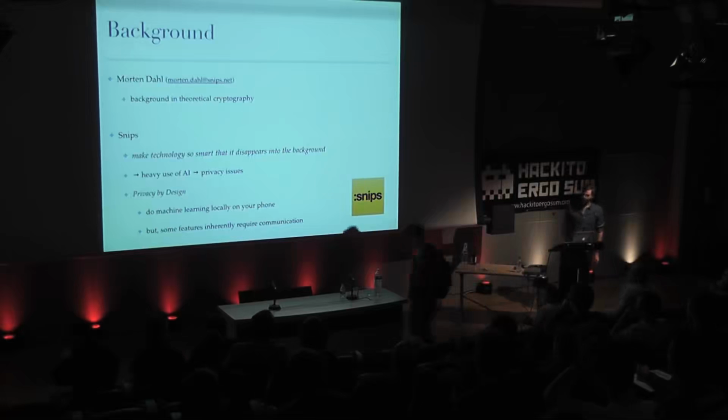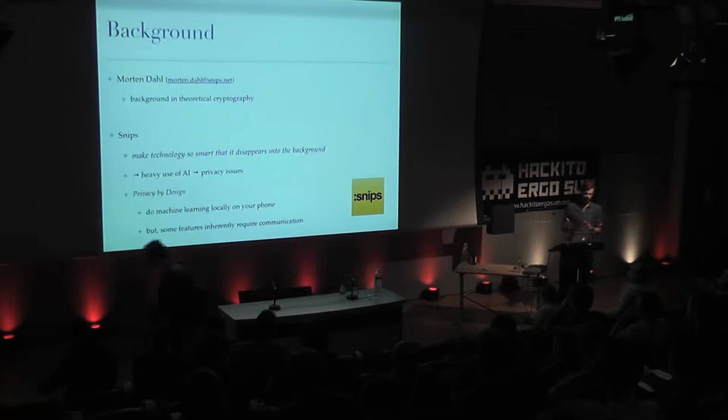And the approach so far has been to do machine learning locally on the device, so on your phone, because that trivially implies privacy guarantees. But of course, there are some features that inherently require some kind of communication. And for these features, in order to implement them, we can look at some of these more modern cryptographic primitives to achieve that.